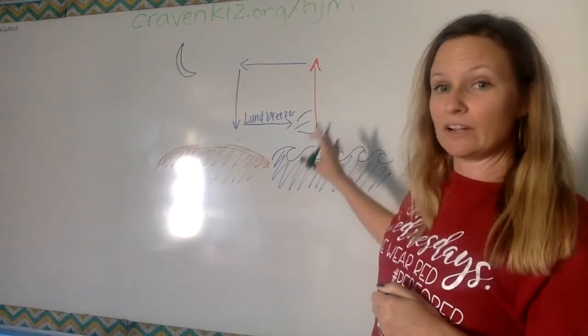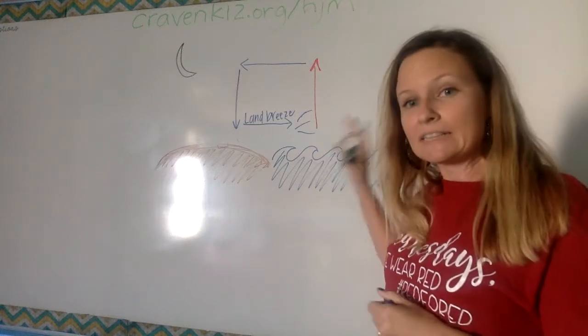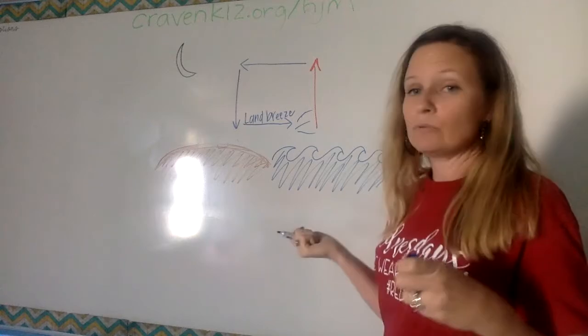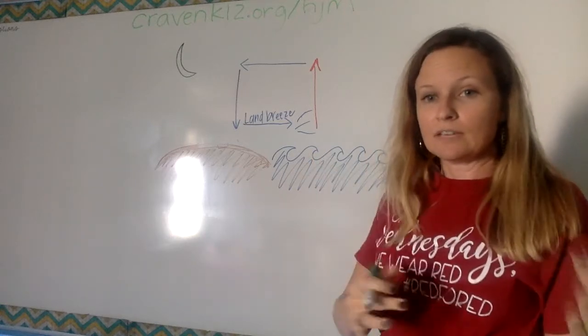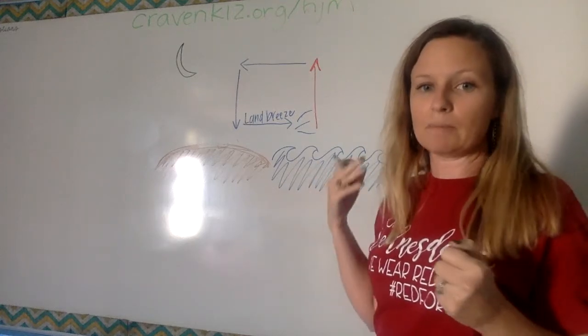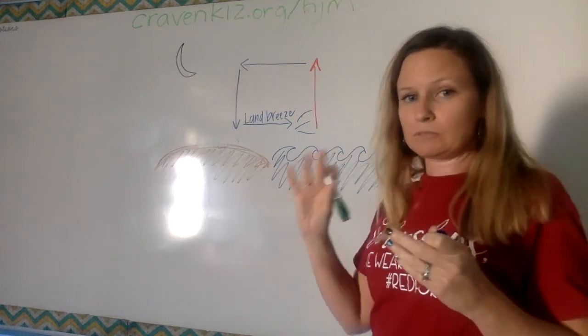So anybody out there on the water at night, they're going to be getting a nice breeze coming from the land. So a sea breeze and a land breeze are opposites, and they're all about the direction the wind is coming from. They change from day to night.